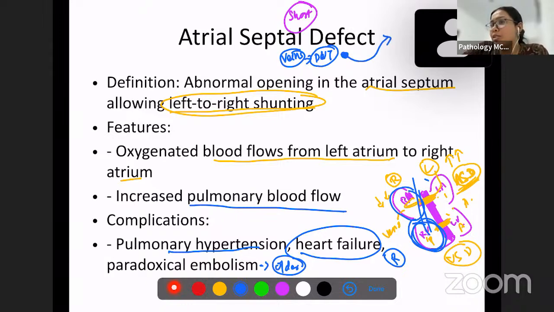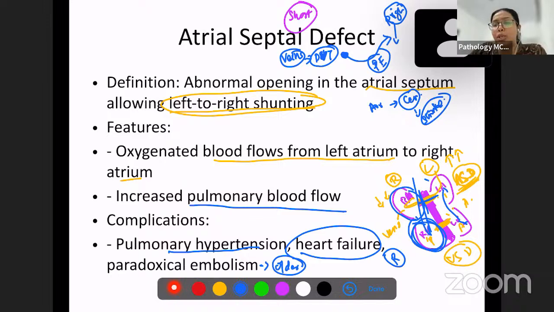Because this is a deep vein thrombus, it will go into the right side of the heart. Usually this will cause a pulmonary embolism, because it will go to the right ventricle and the pulmonary trunk. But in this case, since there is a septal defect, it can go to the left atrium, and through the aorta it can go to the cerebral arteries and cause a stroke also. That is what is known as a paradoxical embolus. That is a unique complication which can happen along with the atrial septal defect.